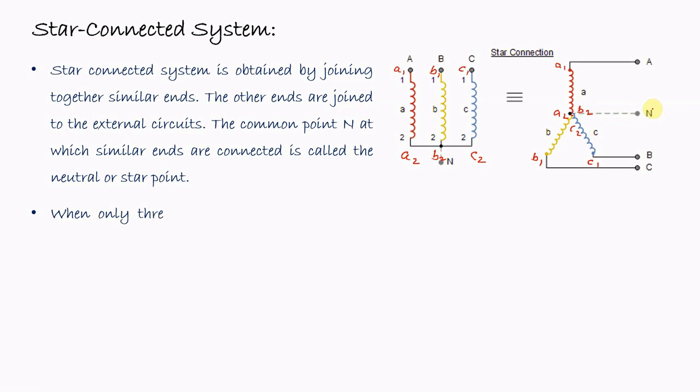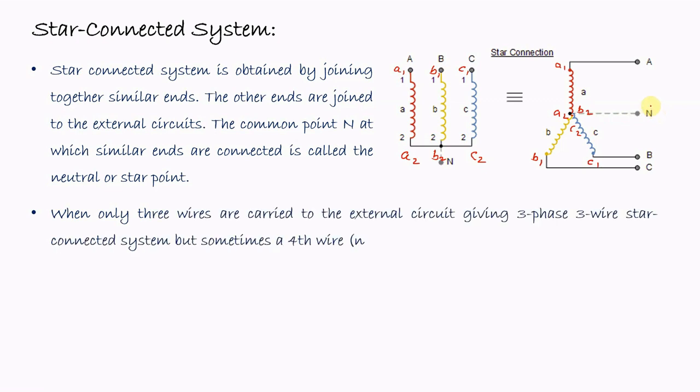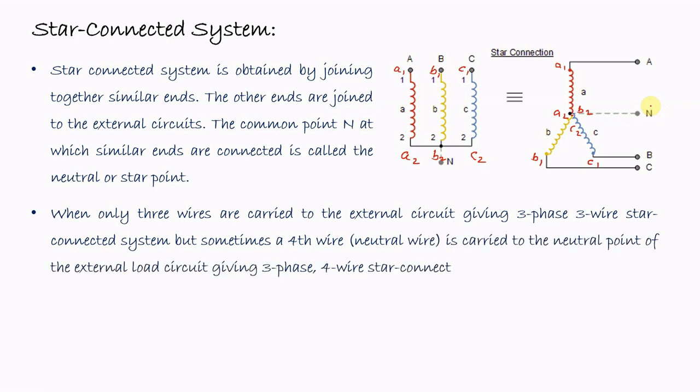So in the three-phase star-connected system, where only three wires are carried to the external circuit, it gives a three-phase, three-wire system. That means if the neutral terminal is not used, then it will be considered as a three-phase, three-wire system, because the power will be supplied by these three terminals. Or sometimes the neutral terminal is also used, and then it will be considered as a three-phase, four-wire system.